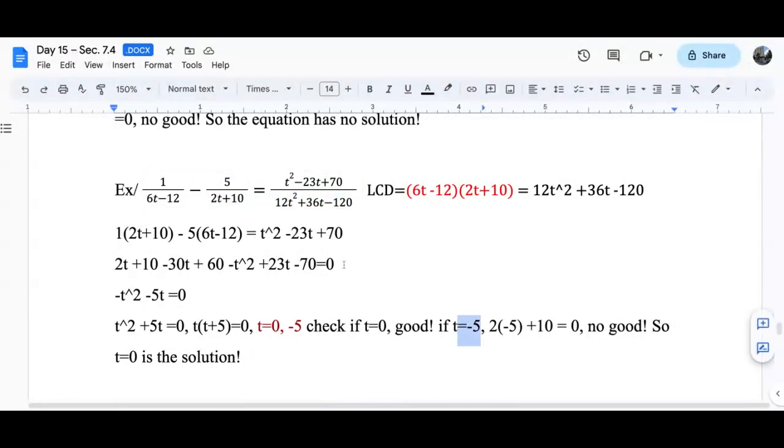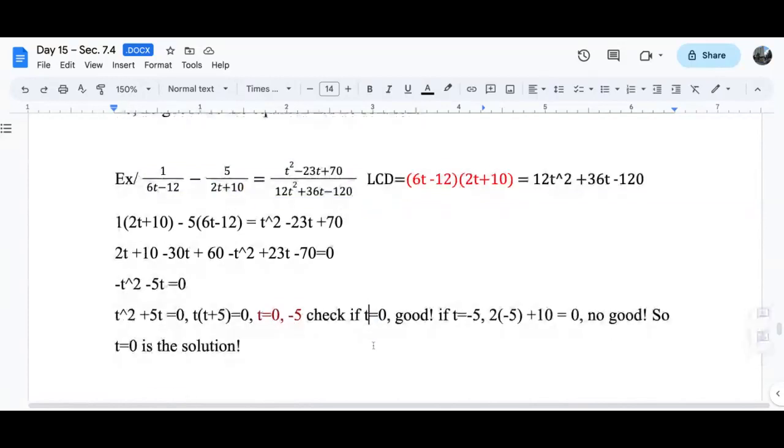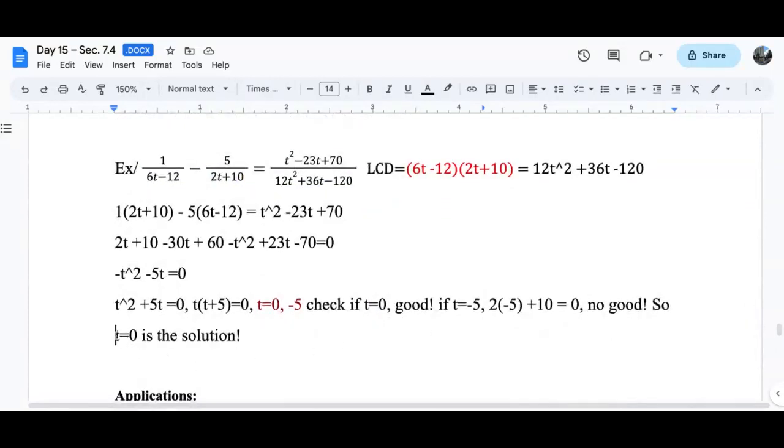What about t equals negative 5? If t equals negative 5, this is no good. t times negative 5, negative 10 plus 10, that causes 0 in the denominator. So for solving rational equations, because we multiply the LCD on both sides, sometimes we introduce extraneous solutions. That's why we need to go back and check the solutions. So there's only one solution. t equals 0 is a solution. Anyone has any questions?